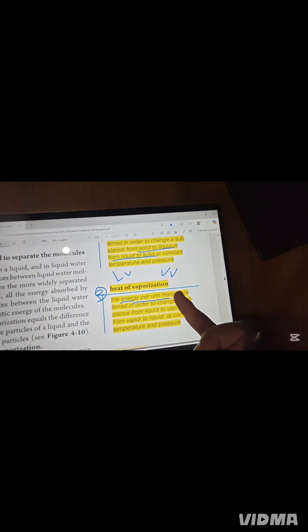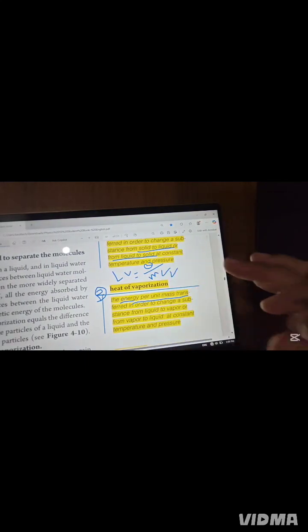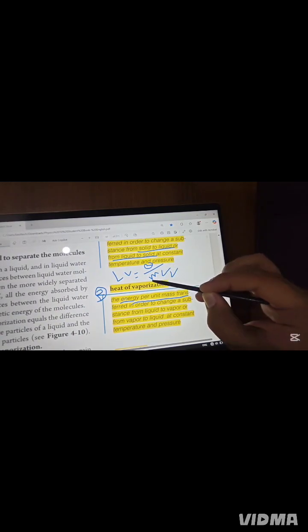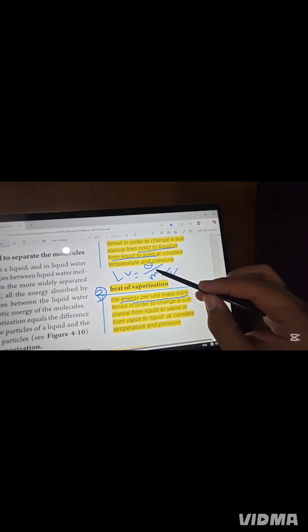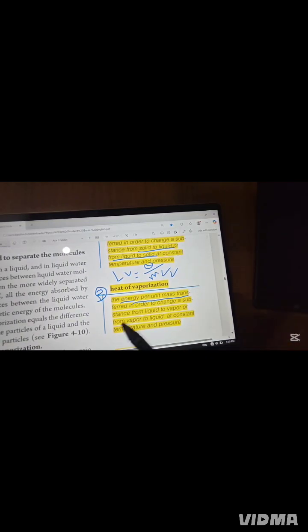Again, energy per unit mass. The same thing. Again, L_V, which is equal to Q over mass. Same rule. Again, we are giving the object energy per unit mass. But while you are giving the object energy, if the state of matter of the object changes from liquid to vapor or vapor to liquid, this is called heat of vaporization.